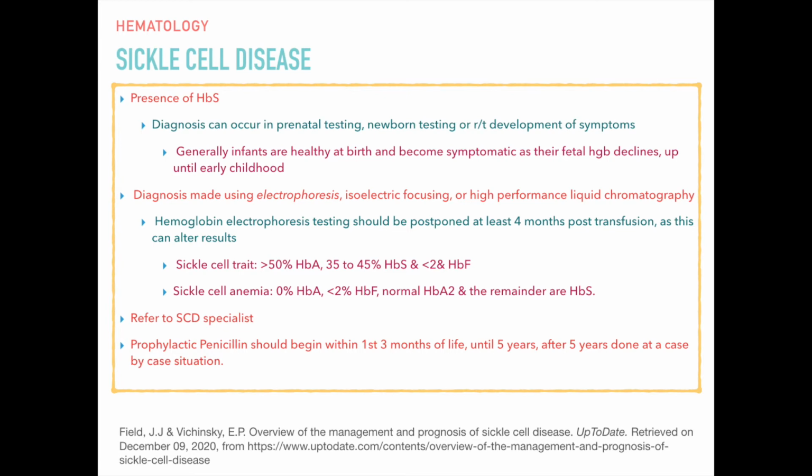For these patients, it's important that we refer them to a sickle cell disease specialist, and that we keep them on their prophylactic penicillin. Oftentimes, they'll begin the prophylactic penicillin within the first 3 months of life, up until 5 years. And then after that, it's a case-by-case situation, but important in primary care that we keep them on this treatment.